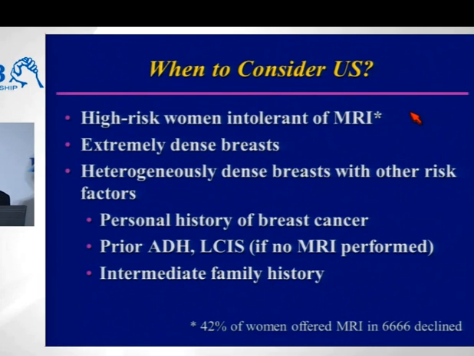Well, we know that the ACR recommends that women at greater than 20% lifetime risk of breast cancer have annual MRI, but we know that not all women want to have MRI even when it's suggested, and so maybe some of these women would be amenable to having ultrasound instead. Perhaps women with extremely dense breasts or heterogeneously dense breasts with other risk factors like a personal or family history of breast cancer or previous atypia on a biopsy.